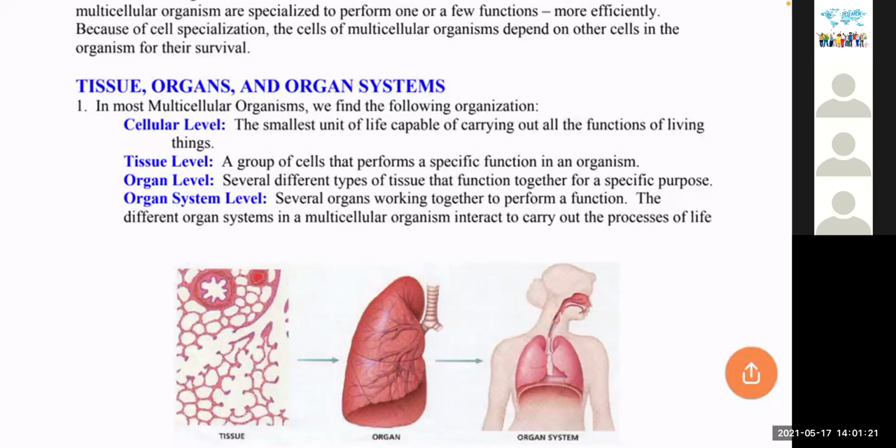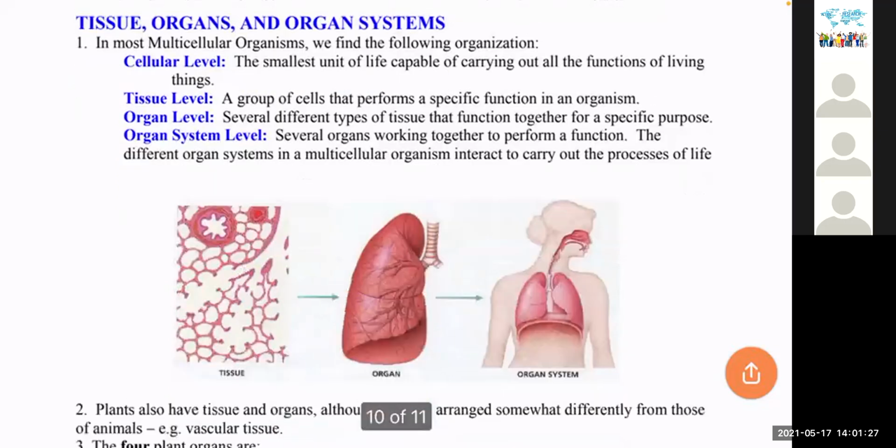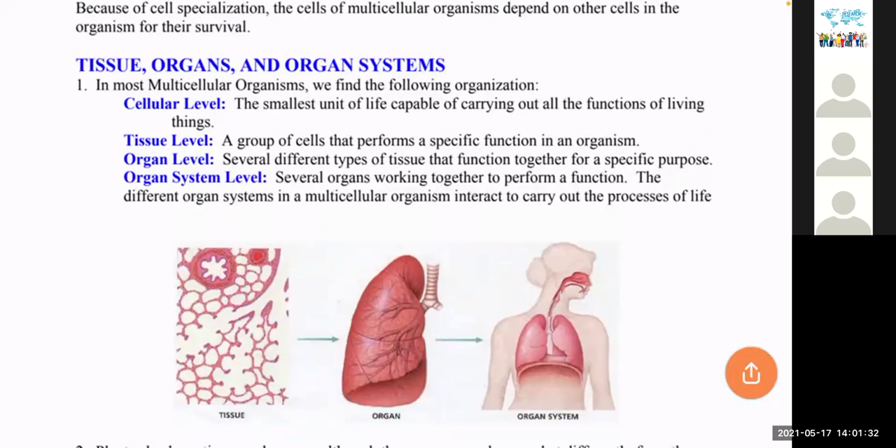Blood. Yes, blood is a tissue because it's made up of multiple cells, right? What are some of the components of blood that make it a tissue? We have the red blood cell, the white blood cell, the plasma. Yes. So you see, it's a tissue because it has multiple cells. That's a very good example of a tissue. So at tissue level, we have multiple cells that perform a specific function in an organism.